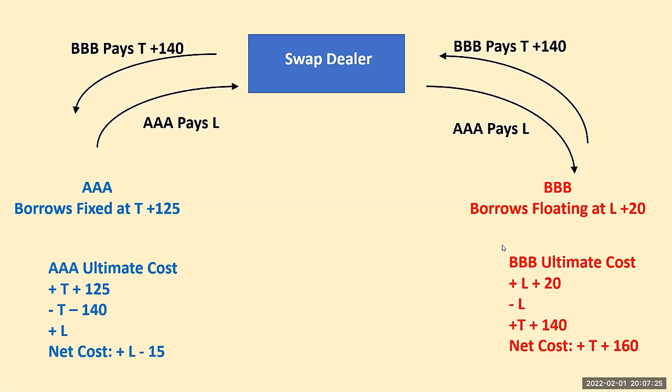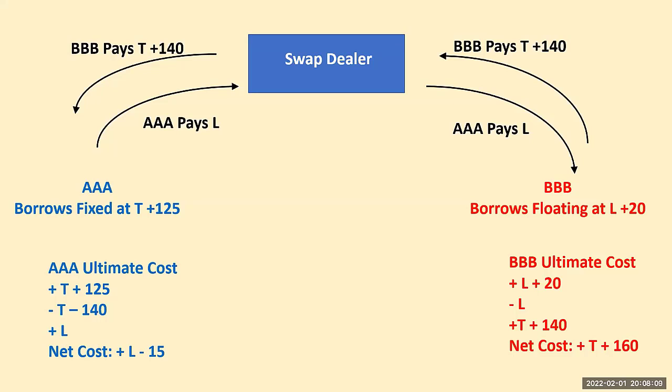So let's see what BBB gets. So BBB goes out and borrows LIBOR plus 20. They receive LIBOR from AAA, and they pay AAA treasuries plus 140. The L's cancel out. You end up with T plus 160. What was BBB borrowing at? It's treasuries plus 185. BBB wants to borrow fixed, but if they borrow fixed directly, it's going to cost them T plus 185. But if they borrow floating and enter the swap, they can borrow fixed at just T plus 160. Wow, that's magic. How did two people end up with better rates?